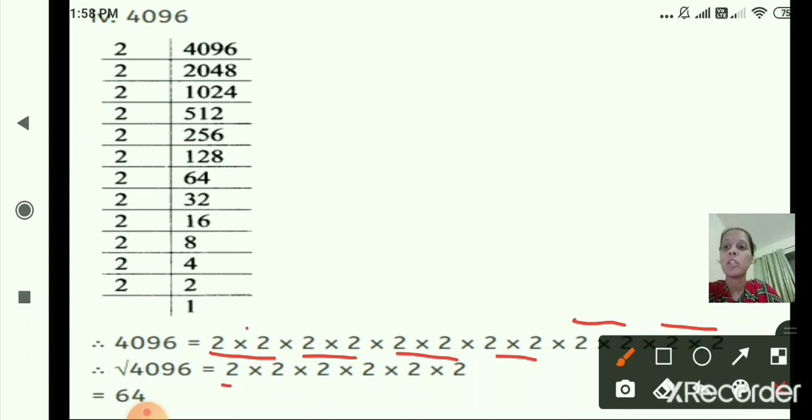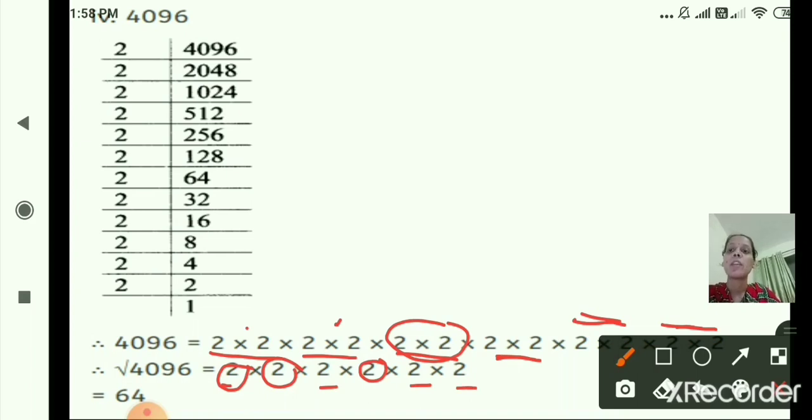From this pair we took 1, from this pair we will take one factor, from this pair we will take one factor, from this pair we will take one factor, from this we will take one factor, and from the last pair we will take one factor. So here we got 2 multiplied by 2 multiplied by 2 multiplied by 2 multiplied by 2 multiplied by 2. How many times? 6 times. Yes, as the number 2 is 12 times.